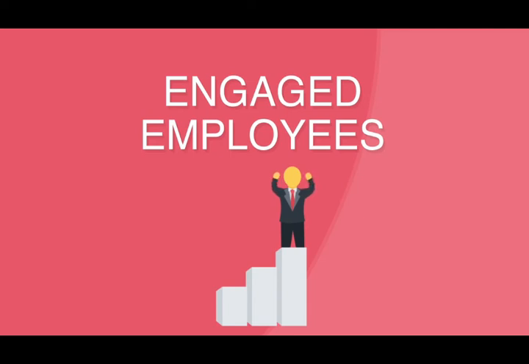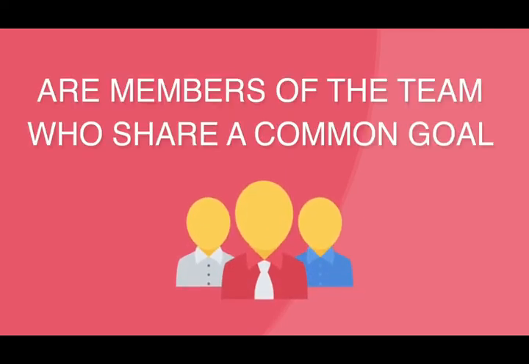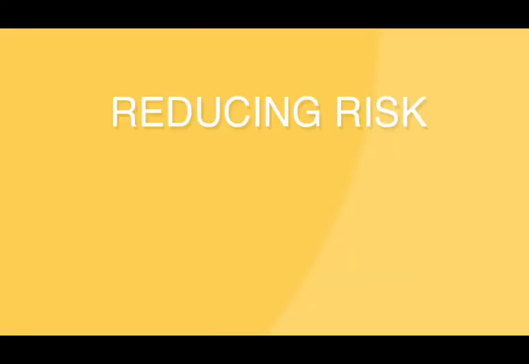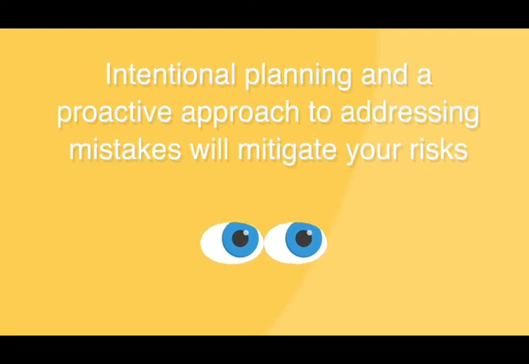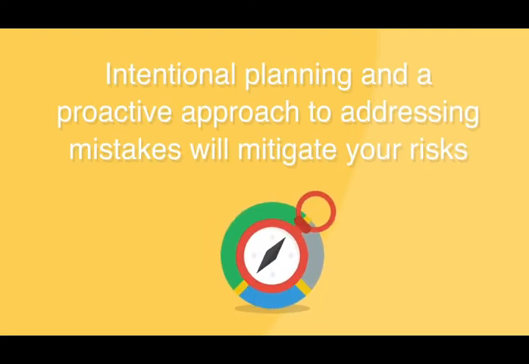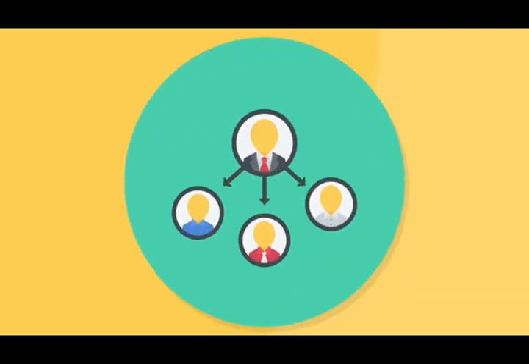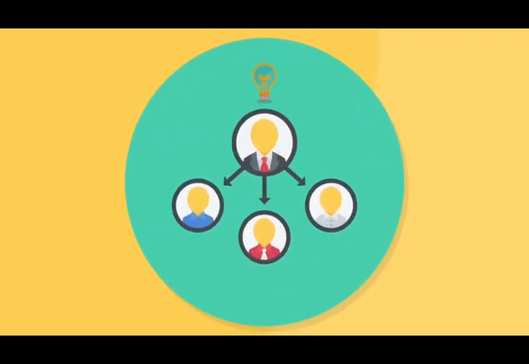Engaged employees. By helping employees understand how to meet the stakeholder requirements, they will feel they are members of the team sharing a common goal. Having employees who are engaged is critical to the improvement of your operations. Reducing risk. There will be less risk for all stakeholders. Intentional planning to meet requirements and a proactive approach to addressing mistakes will mitigate your risks. One example is the documentation of processes so that critical information will not get lost in a personnel change.